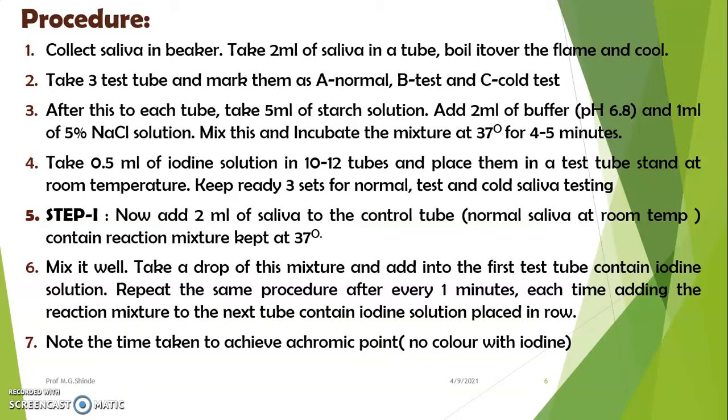The first step: now add 2 ml of saliva to the control tube, that is, normal saliva at room temperature, containing the reaction mixture. Mix it well. Take a drop of the mixture and add it into the first test tube containing iodine solution. Repeat the same procedure after every 1 minute, each time adding the reaction mixture to the next tube containing iodine solution placed in a row. Note the time taken to achieve the achromic point, no color with the iodine.